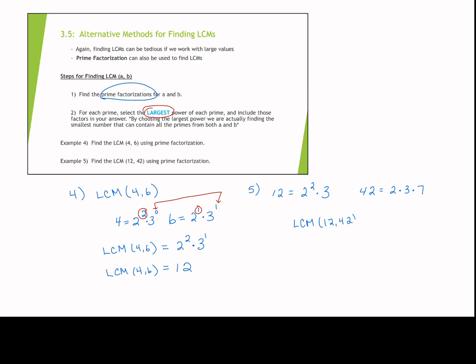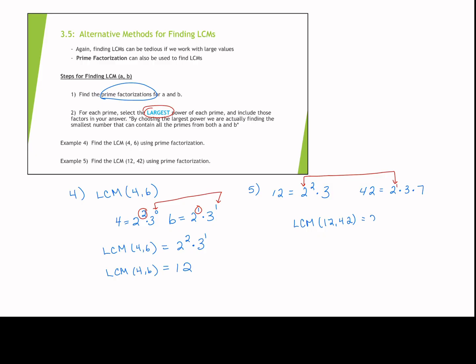So if we want the lowest common multiple of 12 and 42, we can start by examining the 2's. If I examine the powers that are attached to base 2, we have 2 squared or 2 to a sneaky little power 1. So again, for an LCM, we pick the highest or the largest power.